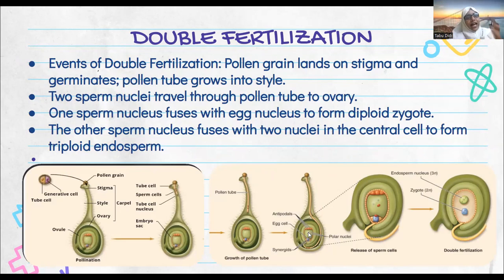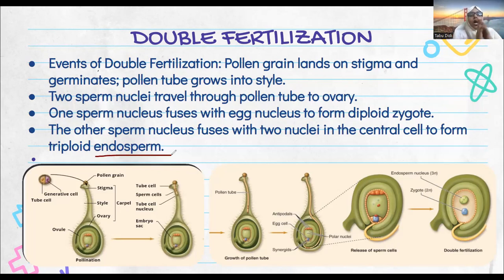Two-time fertilization will happen. One will result in a diploid zygote, and this type of fusion is known as syngamy. The fusion of the sperm and the egg to form a diploid zygote is known as syngamy. Then the other fertilization will take place. The other sperm will fuse with the two nuclei. The condition will be 3n and it will form something known as the endosperm.